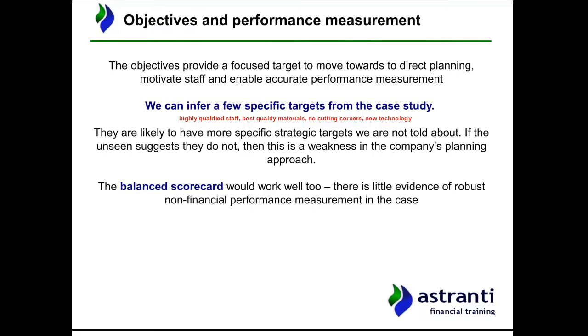So they're likely to have more specific strategies that we're not told about. We might learn a bit more about strategies in the exam if there is a question on mission statements, for example. But if in the exam there is no more information given about strategies, then this is a weakness in the company and this is something we could potentially comment on. And obviously the balanced scorecard would work here too, because there's little evidence of robust non-financial performance measurement in the actual pre-seen itself.